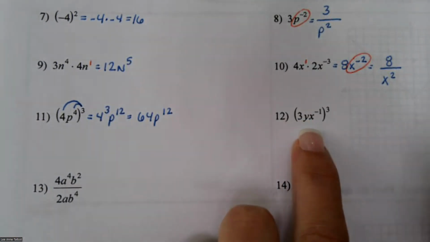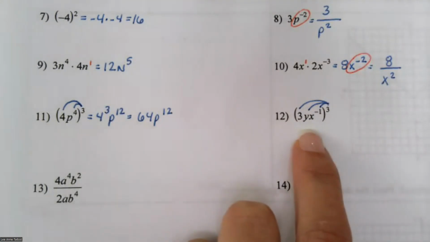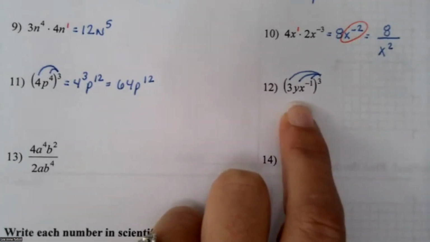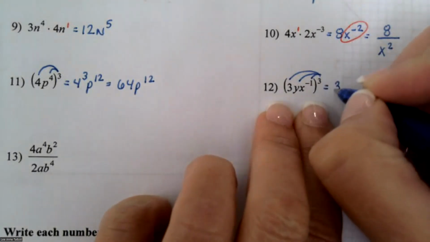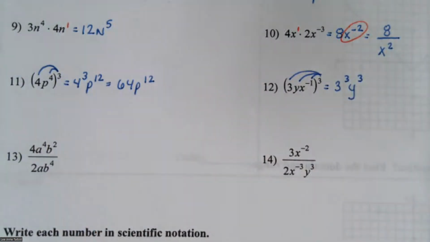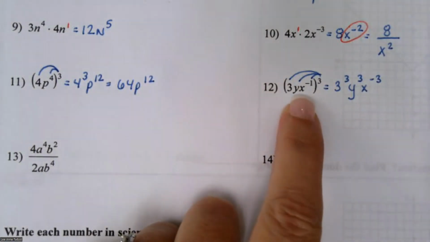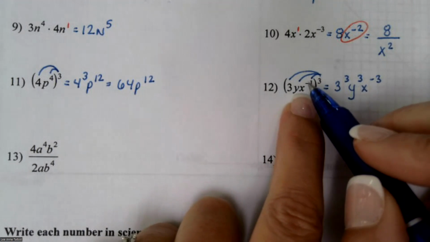Okay, now number 12. I'm going to do the same thing. I'm going to do this little rainbow dealio that I do. That's for my visual learners out there. I need to make sure to take everything in here to the third power. So I have 3 to the third. I have y to the third. Do you guys see the y to the third? Do you see the little 1 there that we just don't write? Okay, and then x to the negative 3. So this is little 1 times 3, little 1 times 3, negative 1 times 3.